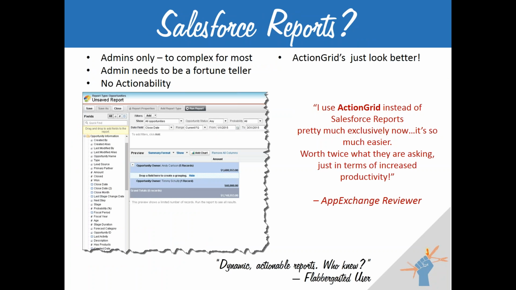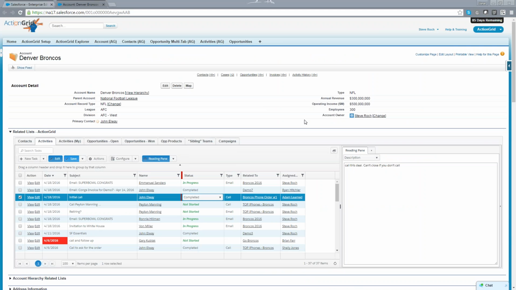And lastly, you can do a lot of what you're going to see here in ActionGrid with Salesforce reports, but the most common thing to do with a Salesforce report is what? Export to Excel. It just doesn't have the richness you're going to see with ActionGrid. In fact, most of our customers tell us they have abandoned Salesforce reports because they can do everything a Salesforce report can do in ActionGrid. And so that's our goal.